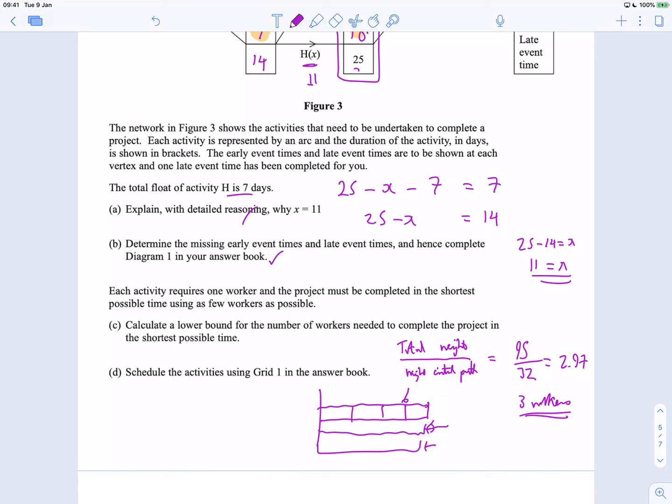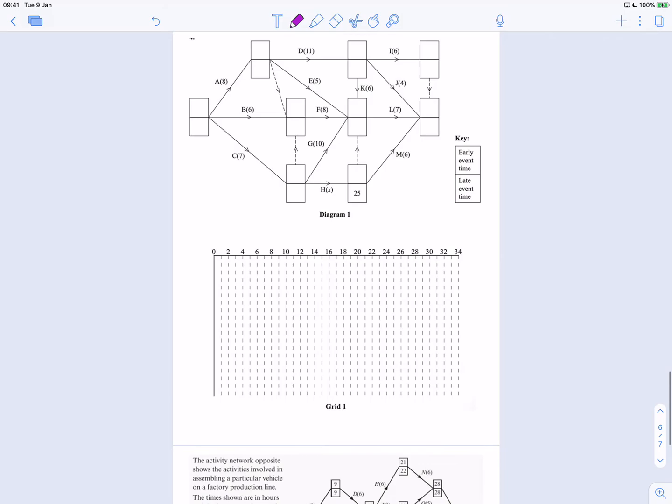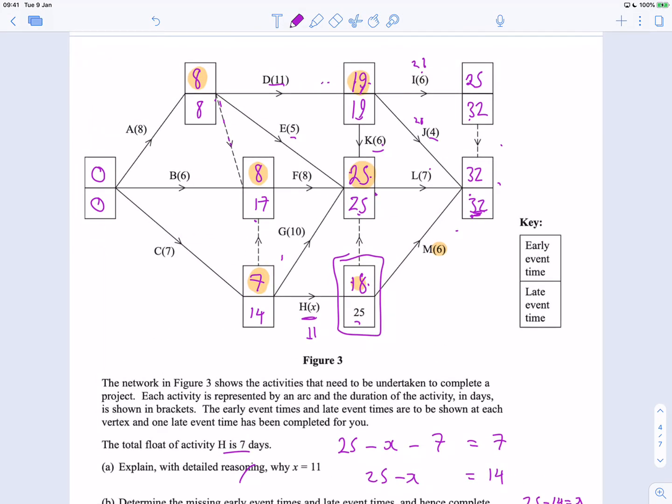Schedule activities using grid 1 in the answer book. So we're going to need to schedule them by doing this stuff over here. Okay, so first of all, what are the critical activities? Well, this stage is even, that stage they're the same, this stage is the same, and this stage is the same. So which ones have a float of 0? Well, that's A, D, K, and L. I believe A, D, K, and L.